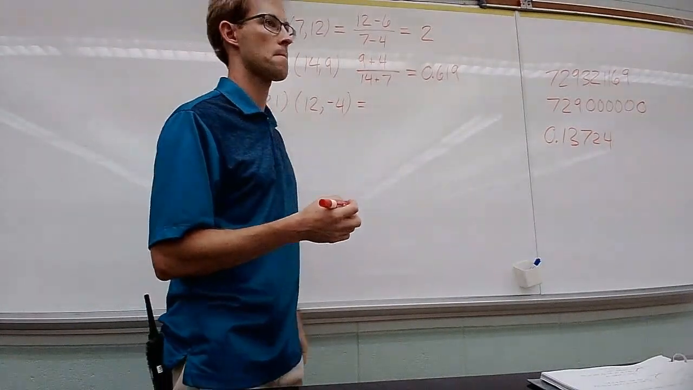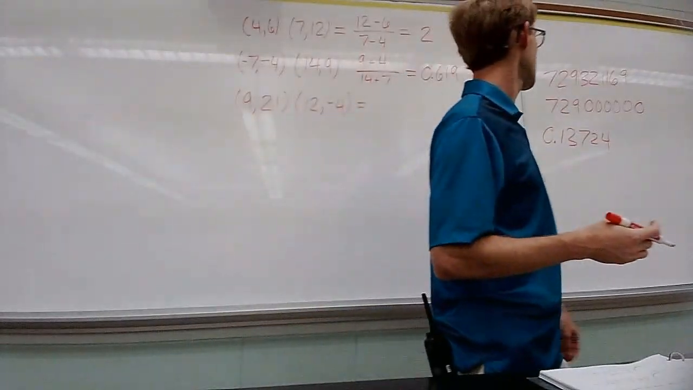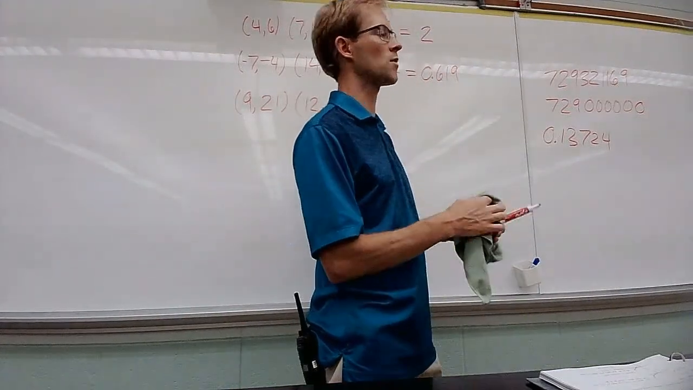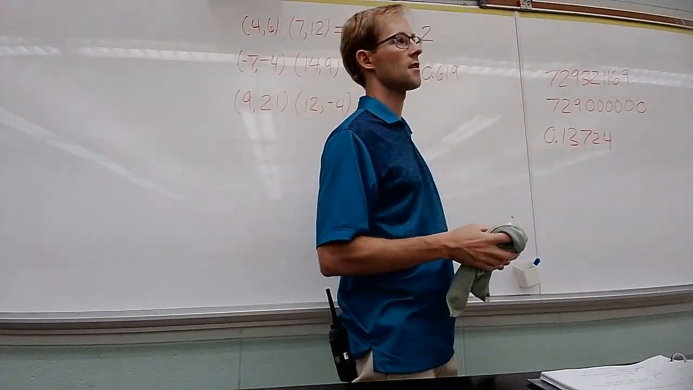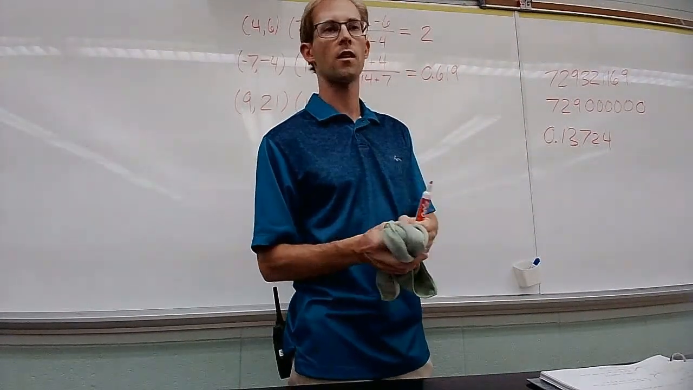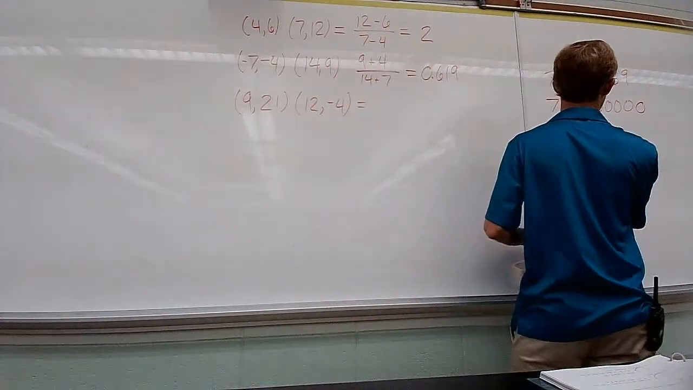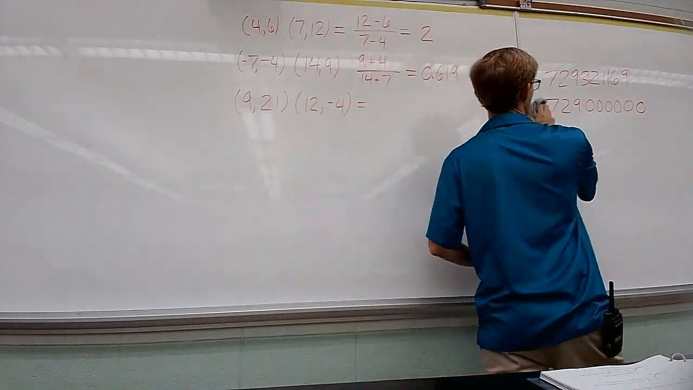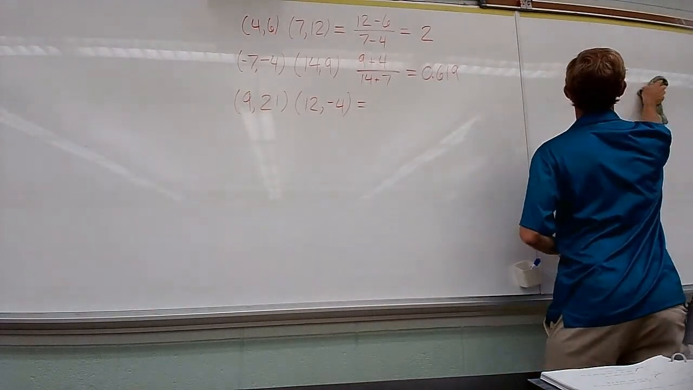Do we have to write out all the zeros? You could put it in scientific notation. Scientific notation would be preferred for a number like this. But if you want to do all the zeros, I won't mark it wrong. And that's all stuff that we'll go over as the time comes to do that. So yeah.